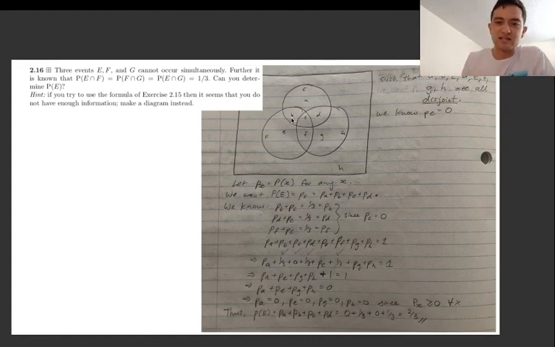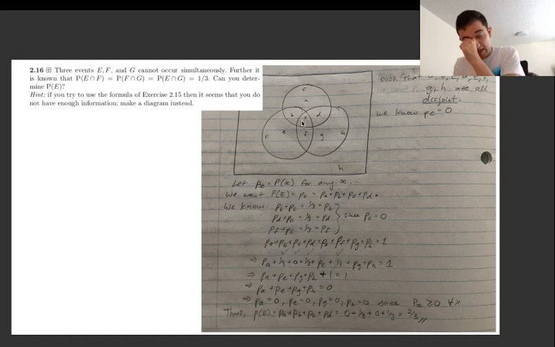So I decided to use some lowercase letters to represent the disjoint sections of this diagram. So we have A, B, C, D, E, F, G, and H, and I wrote here that A, B, C, D, E, F, G, H are all disjoint. What else do we know from the question? Well, we know that they cannot occur simultaneously, so the probability of C in the middle is actually 0. That is key for this question. At first I forgot to note that down, and the question was a lot harder than I thought.